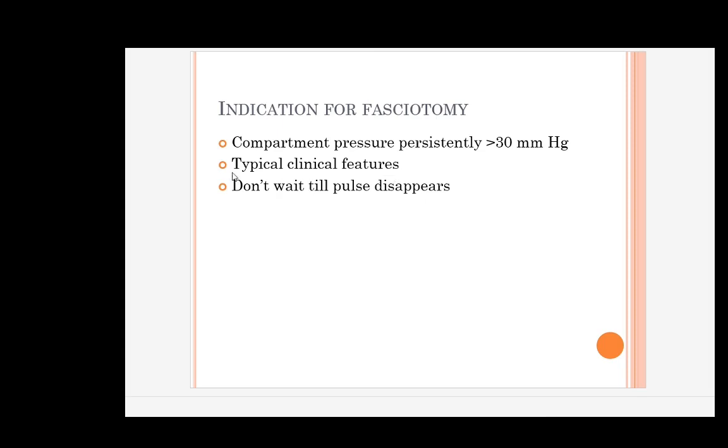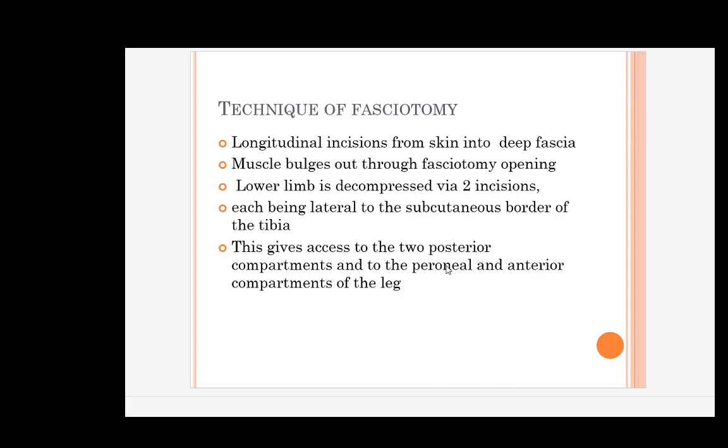Typical features usually will be what I have just described in my earlier slide: pain, loss of sensation, and pain on passive movement. These are the typical clinical features. Like I said, we can use a color Doppler, or if we have compartment monitoring, we look for a pressure of around 30. The moment it reaches around 30, probably we will have to intervene and do something. The reason why we need to do something early is, if you don't, you end up losing the limb.